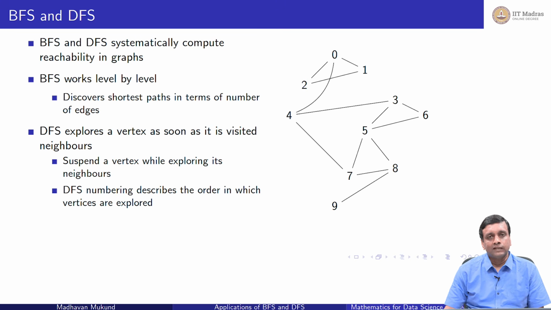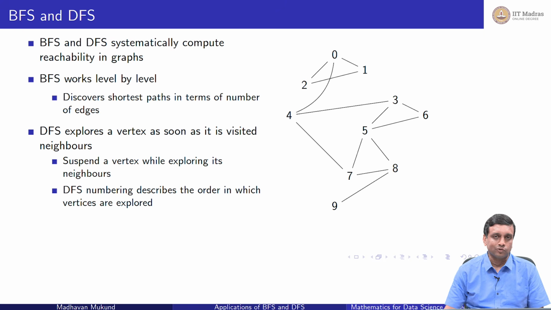Now DFS was a very different strategy. It was in some sense an aggressive strategy. The moment it moved to a neighbor, it would suspend the current vertex and start exploring the neighbor. It's a bit like how when we start looking up information on the internet, we start looking for something, and then before we finish reading the article, we find an interesting link and we go to that link and start reading. That has another link and we go to that link and so on. Eventually we have to remember to come back to where we were reading in the first place.